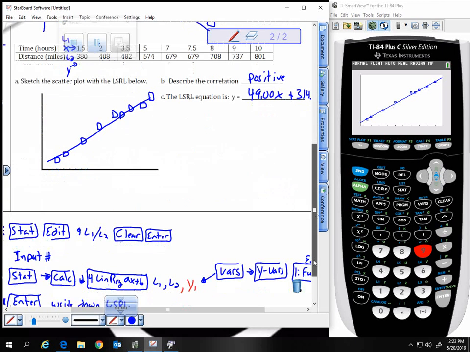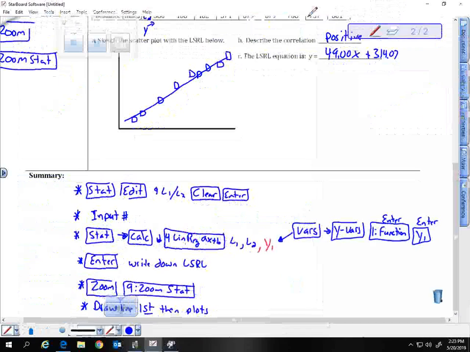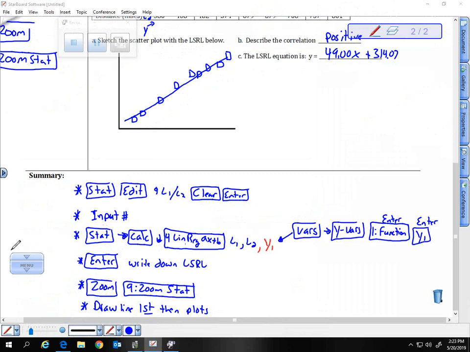All right, there you go. Your summary can be written down. Make sure you hit pause because there's plenty there. There you go.